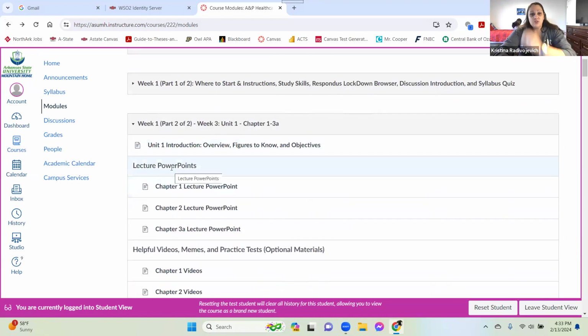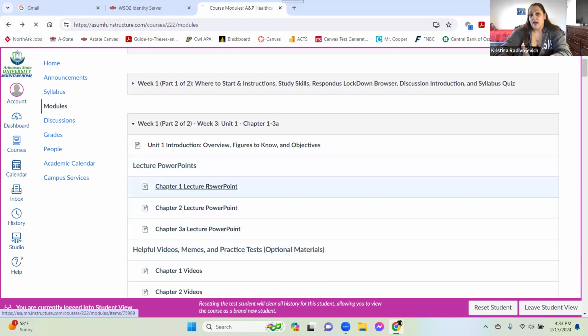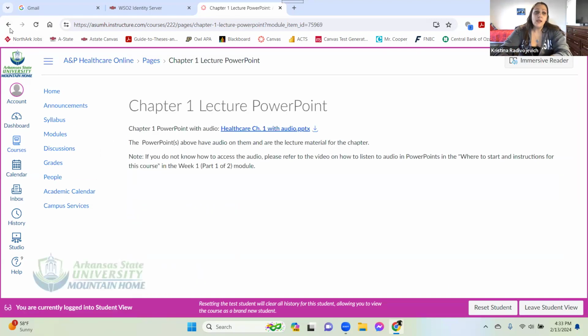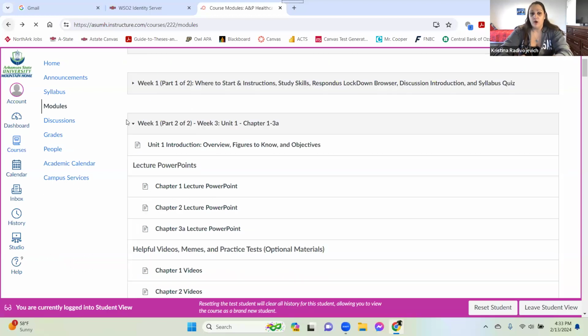The next thing is you'll notice the lecture PowerPoints. So in this unit, we have three. Each one has a lecture PowerPoint. You click on that, and then you can actually see all the material. And again, all of my PowerPoints have audio on them, so look for that audio.